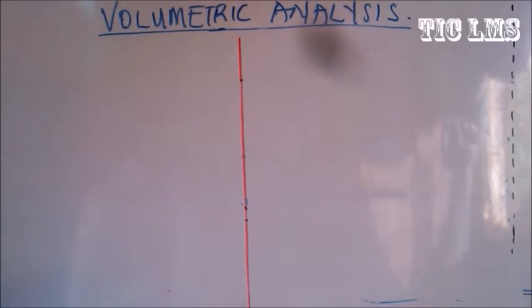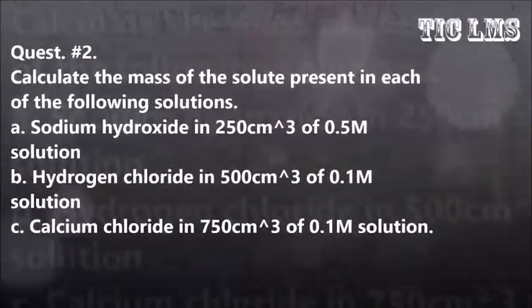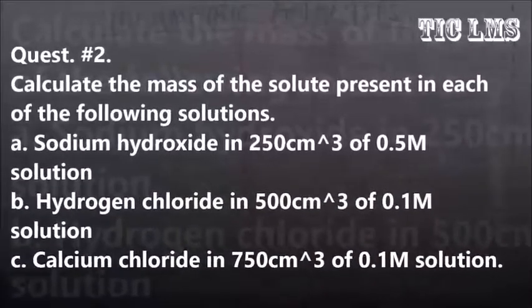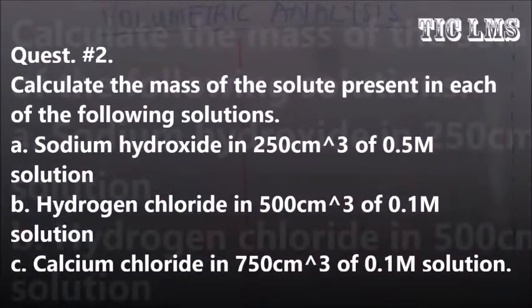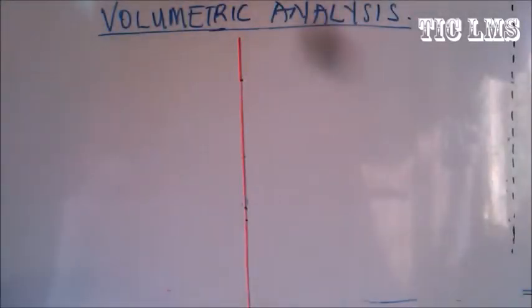Alright, so we have a next question which says calculate the mass of the solutes present in each of the following solutions. A. Sodium hydroxide in 250 cm cubed of 0.5 molar solution. B. Hydrogen chloride in 500 cm cubed of 0.1 molar solution. And C. Calcium chloride in 750 cm cubed of 0.1 molar solution. So in this question, we need to take heed to some things.